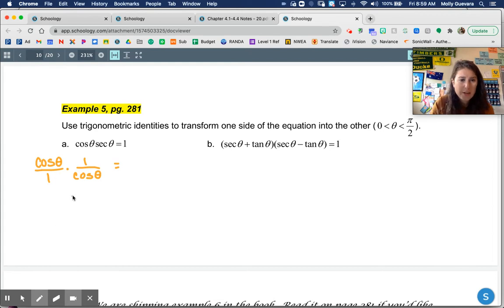Well, cosine of theta times 1 is cosine of theta. 1 times cosine of theta is cosine of theta. And anything divided by itself is 1. So I get 1 equals 1. And I have a little check mark, like, yay, we did it. Okay.